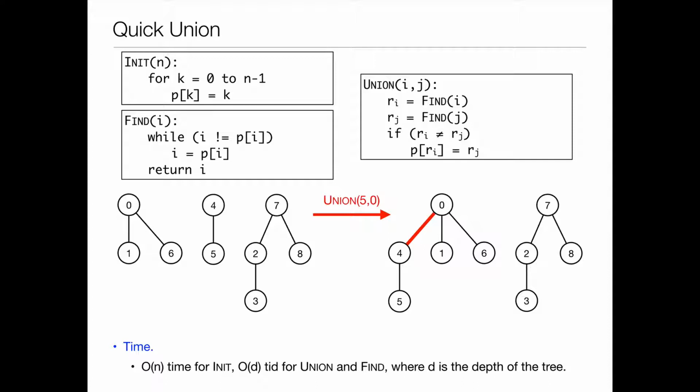The union operation, we start by doing 2 find operations. That takes order d time each. And then we change a single parent pointer using constant time. So in total, this operation also takes order d time.